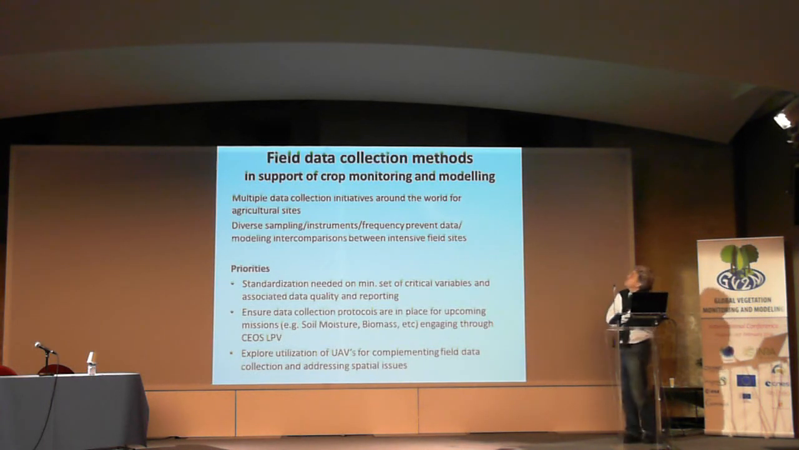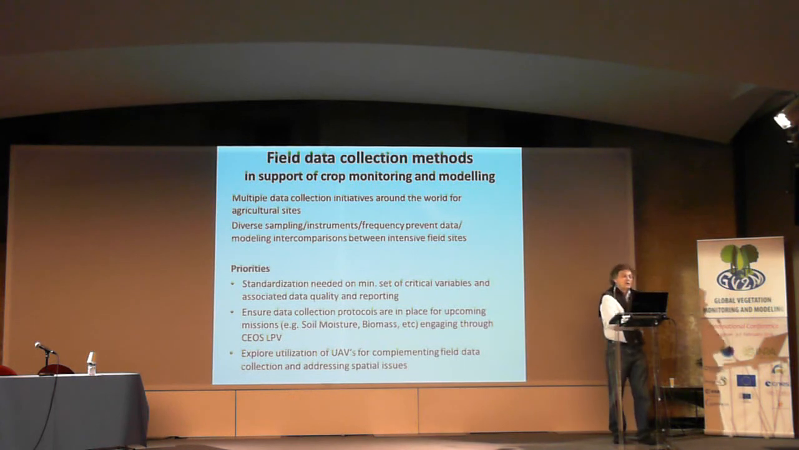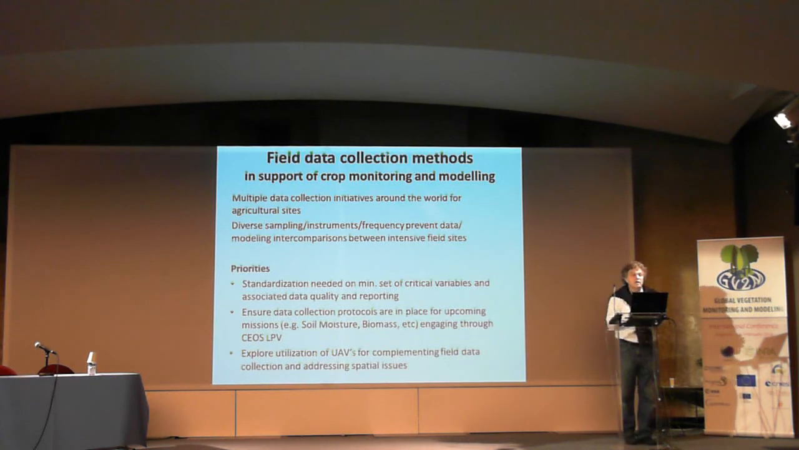Let's go to field data collection methods in support of crop monitoring and modeling. There are multiple data collection initiatives around the world for agricultural sites. We've known that for many years. Agronomists have focus sites where they're doing very detailed measurements. The idea is that there are a number of diverse sampling methods, measurement instruments, and frequencies of observations, and all of that prevents data and modeling comparisons between the intensive field sites. And really that's where AgNIP is coming from, trying to focus on some well-documented sites. We're doing the same for JCAM.